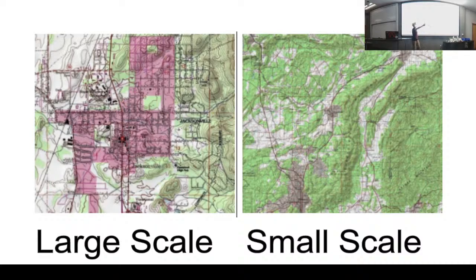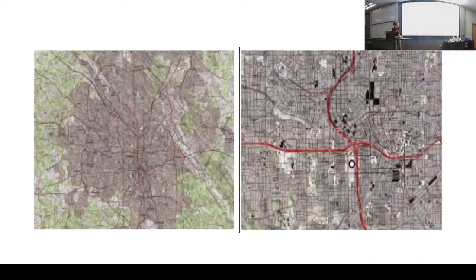Large scale. Then we have our small scale. We've zoomed out really far, and we might not even know where Jacksonville is. But since I'm a geographer, I do know where it is. It's over here. So yes, let's look at another example.